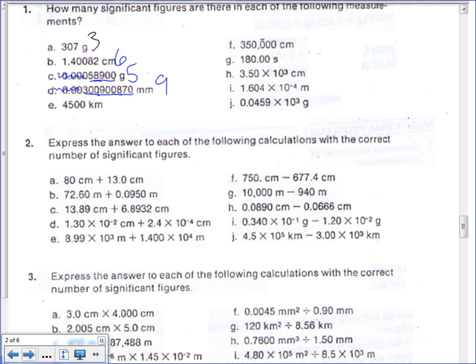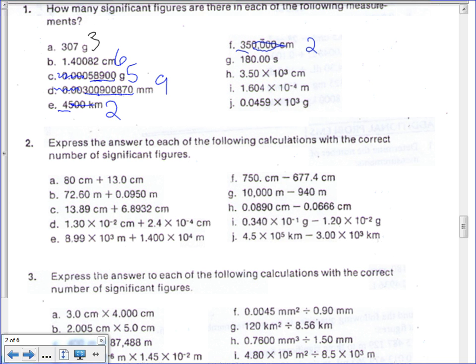Letter E, 4,500. The 4 and 5 are significant, but according to rule 5, zeros to the left of the understood decimal point do not count. So this one only has 2. F, same thing, 3 and 5 are significant, but the zeros to the left of an understood decimal point don't count. So this one should only be 2.